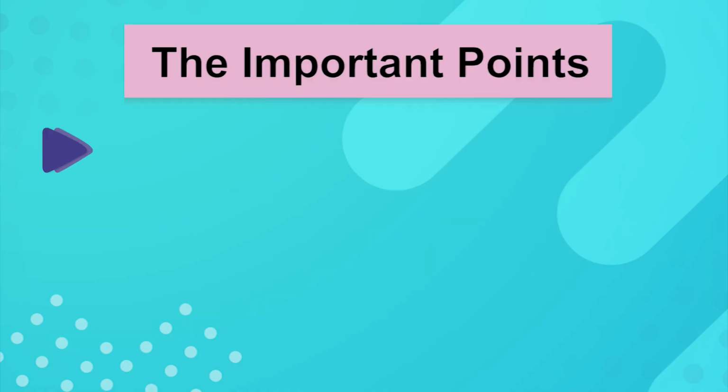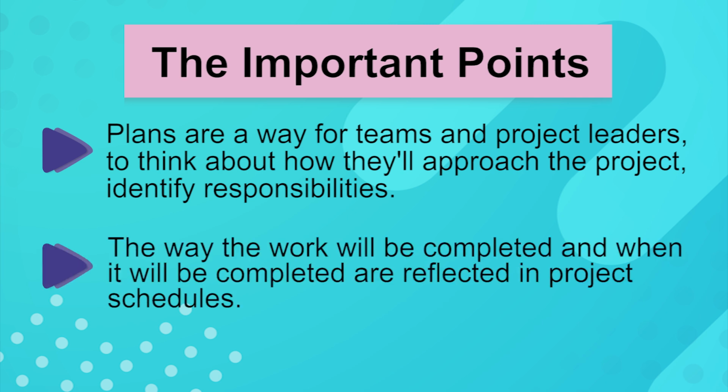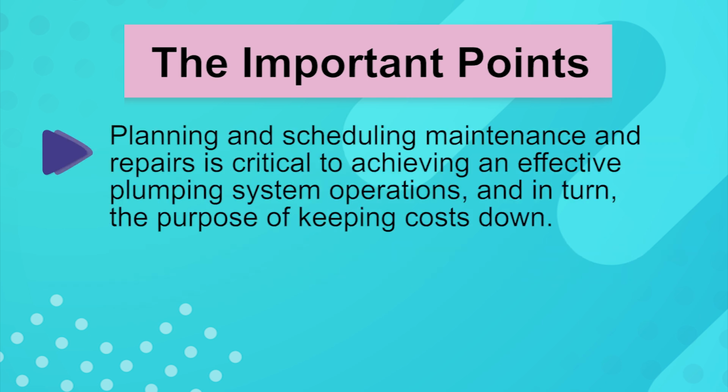So viewers, in this video we have learned about plan and schedule, routine maintenance, repair and modification. The important points are: plans are a way for teams and project leaders to think about how they will approach the project and identify responsibility. The way the work will be completed and when it will be completed are reflected in the project schedule. Planning and scheduling maintenance and repair is critical to achieving effective plumbing system operations and, in turn, the purpose of keeping cost down.